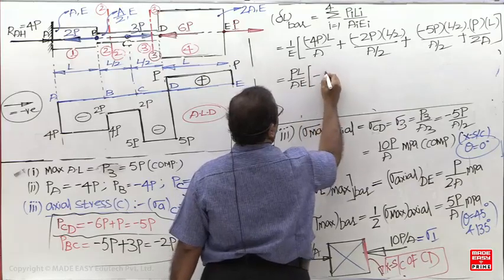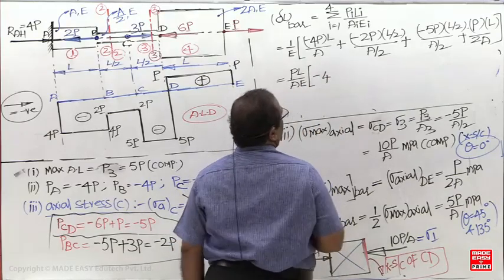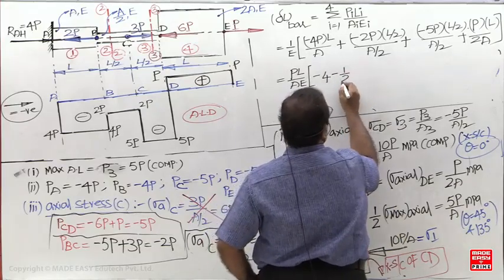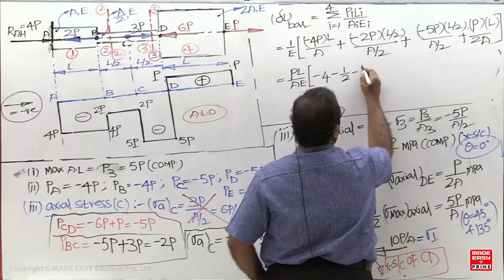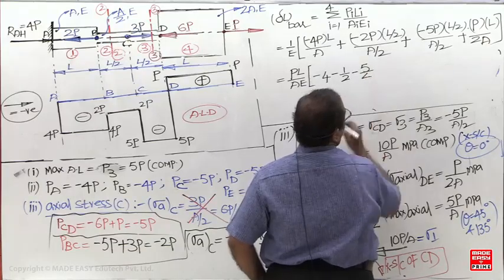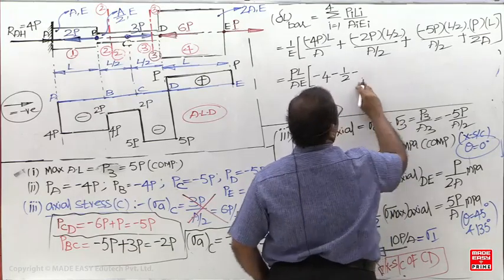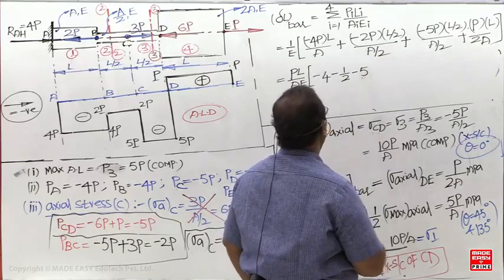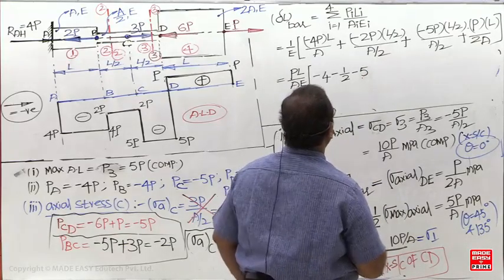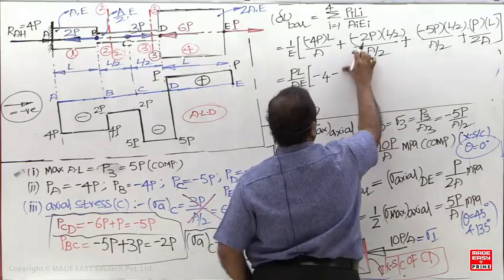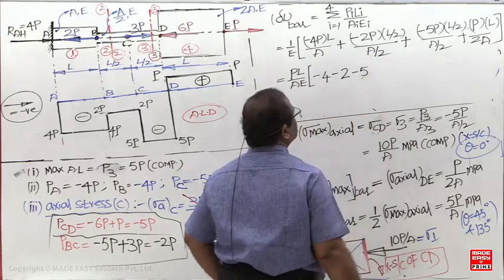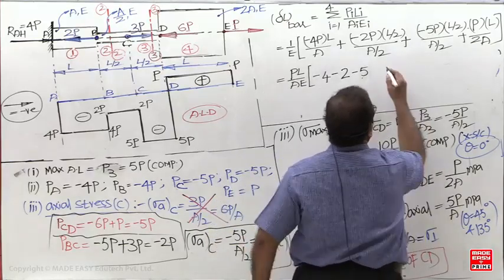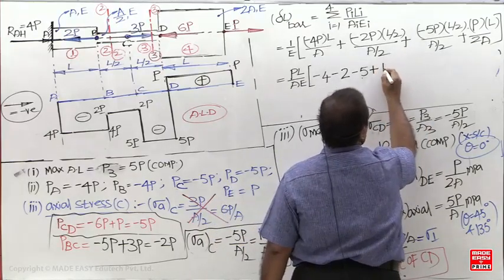So this is minus 4, this is minus 1 by 2, this is minus 5 by 4. Sorry, this is only minus 5. Probably this is 2. Minus 5, and this is 1 by 2.